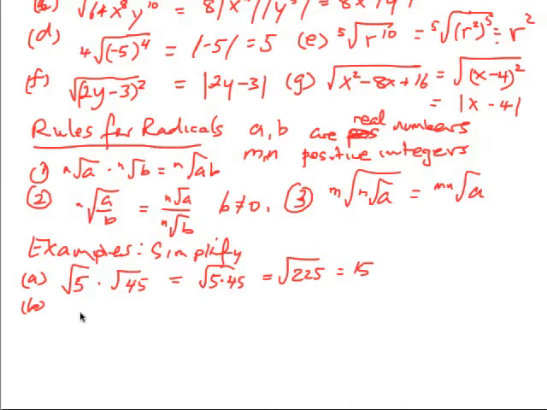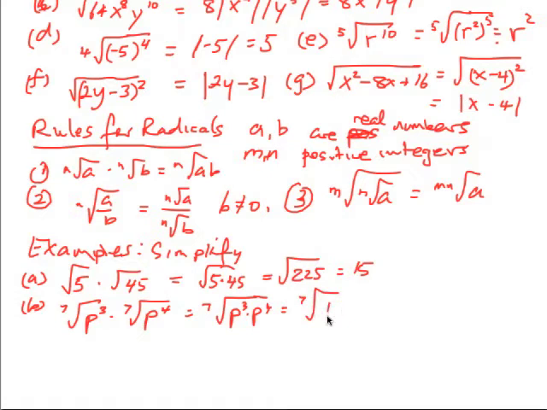Right, part B. Suppose I have the seventh root of p cubed times the seventh root of p to the 4. So this will be the 7th root of p to the 3 times p to the 4. And of course now we use the exponent rules. This is the 7th root of p to the 7, which is p.